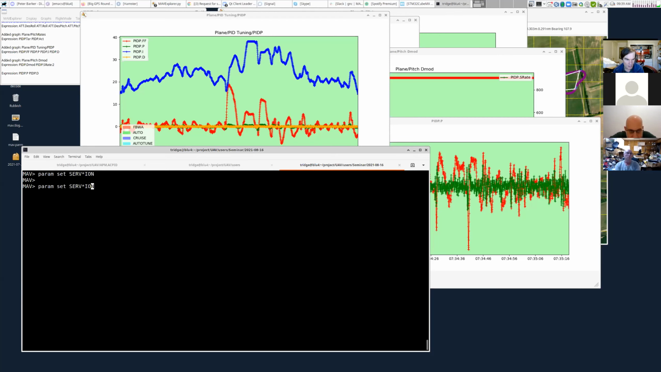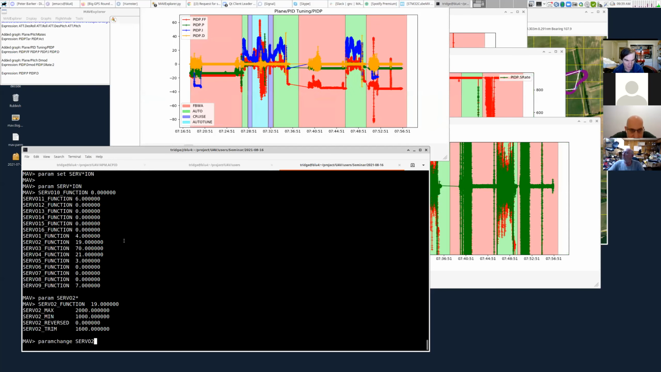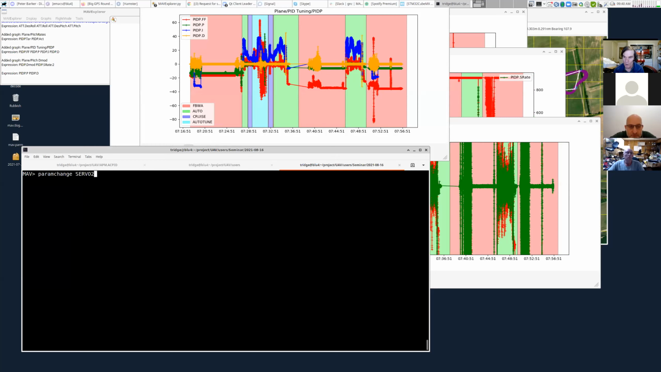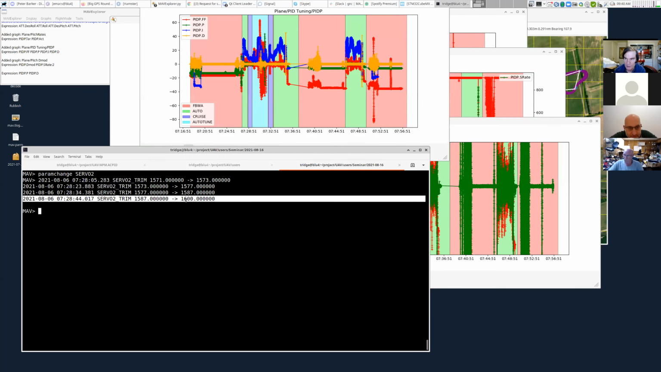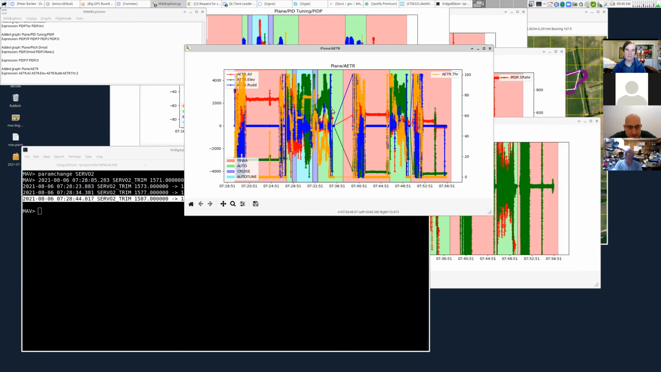So his servo functions, not param set, just param servo auto functions, and his elevator is channel 2, which is 19. Param servo 2, and in fact what we can do is have a look at param change on servo 2 in the flight. You've got this little command, param change, which is quite useful to see what parameters changed during the log, and we can see that the servo 2 trim changed a bit during the flight and started moving up, but it would have hit the limit. We only allow a certain range of automatic trimming.